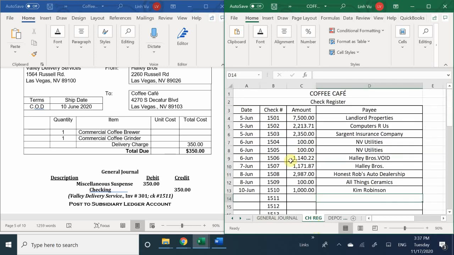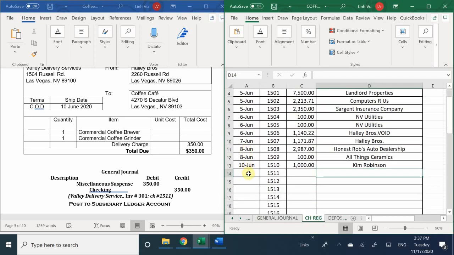But I'm going to go ahead and write my check first, because usually when you record this, you record after it's already happened. So you've already disbursed your check. So 610. Okay. I wrote a check out for a total of $350 to Valley Delivery Services.